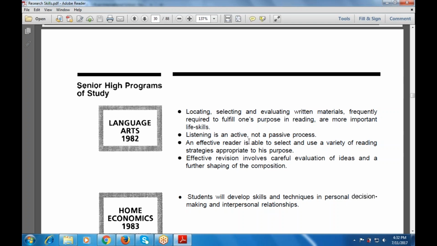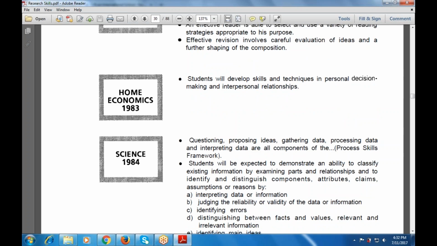Then effective revision involves careful planning, careful evaluation of the ideas, and a further shaping of the composition. So effective revision must be done. Effective revision must involve careful evaluation, how we can evaluate things with the ideas, and also further shaping of the composition. Then students will also develop the skills and strategies or techniques in personal decision making and interpersonal relationships. Then next is science, that is questioning, proposing ideas, gathering data, processing data, and interpreting data, which are all components of the process skills and the framework.